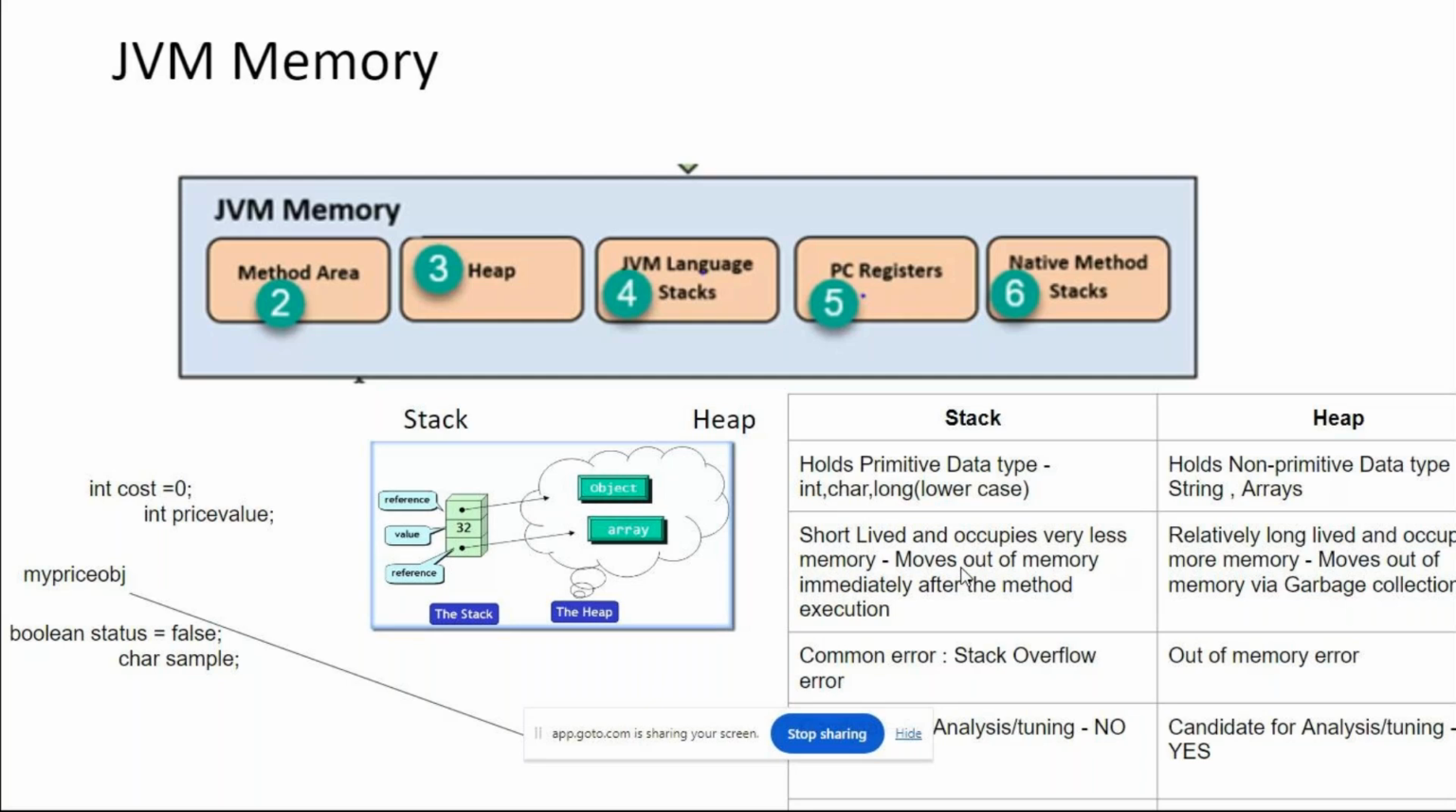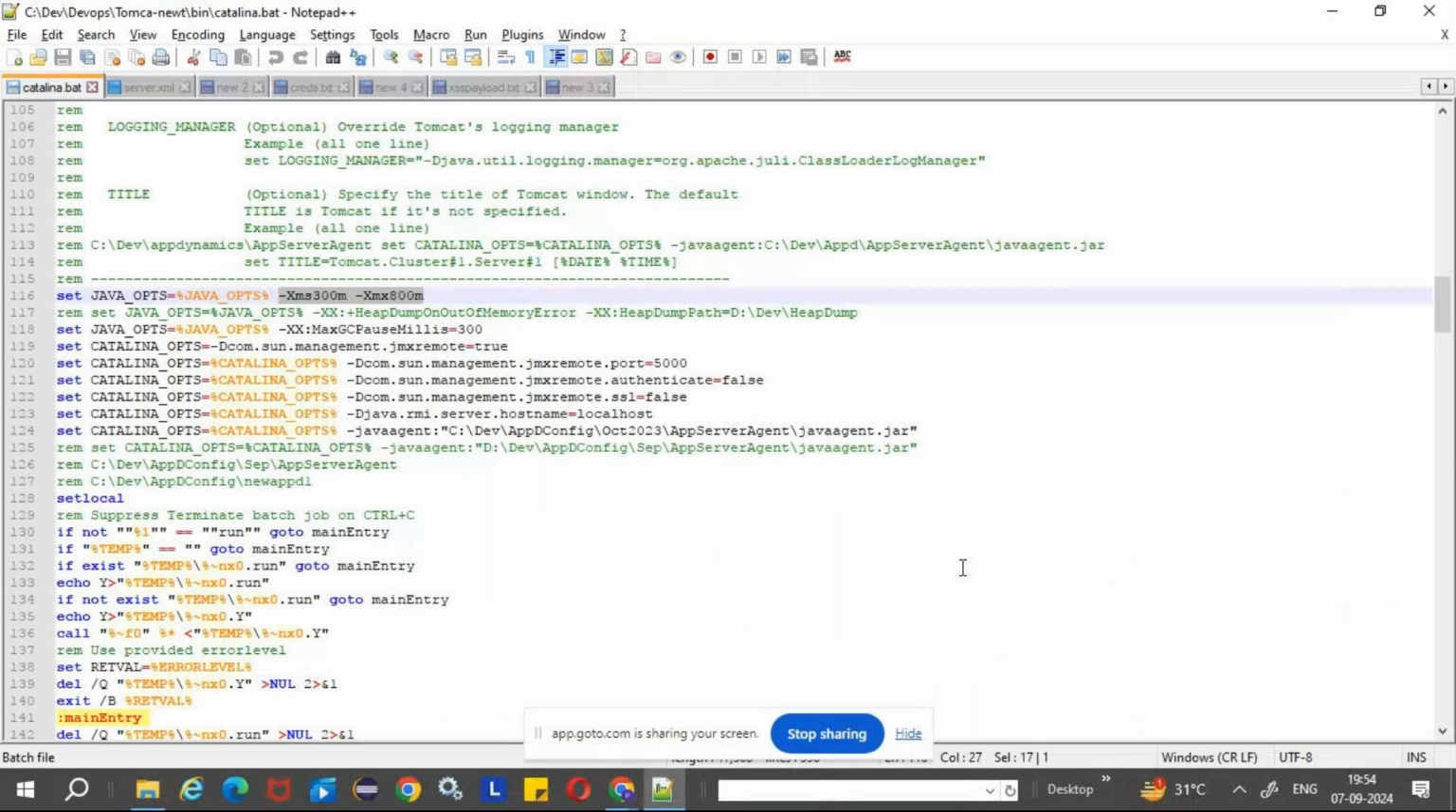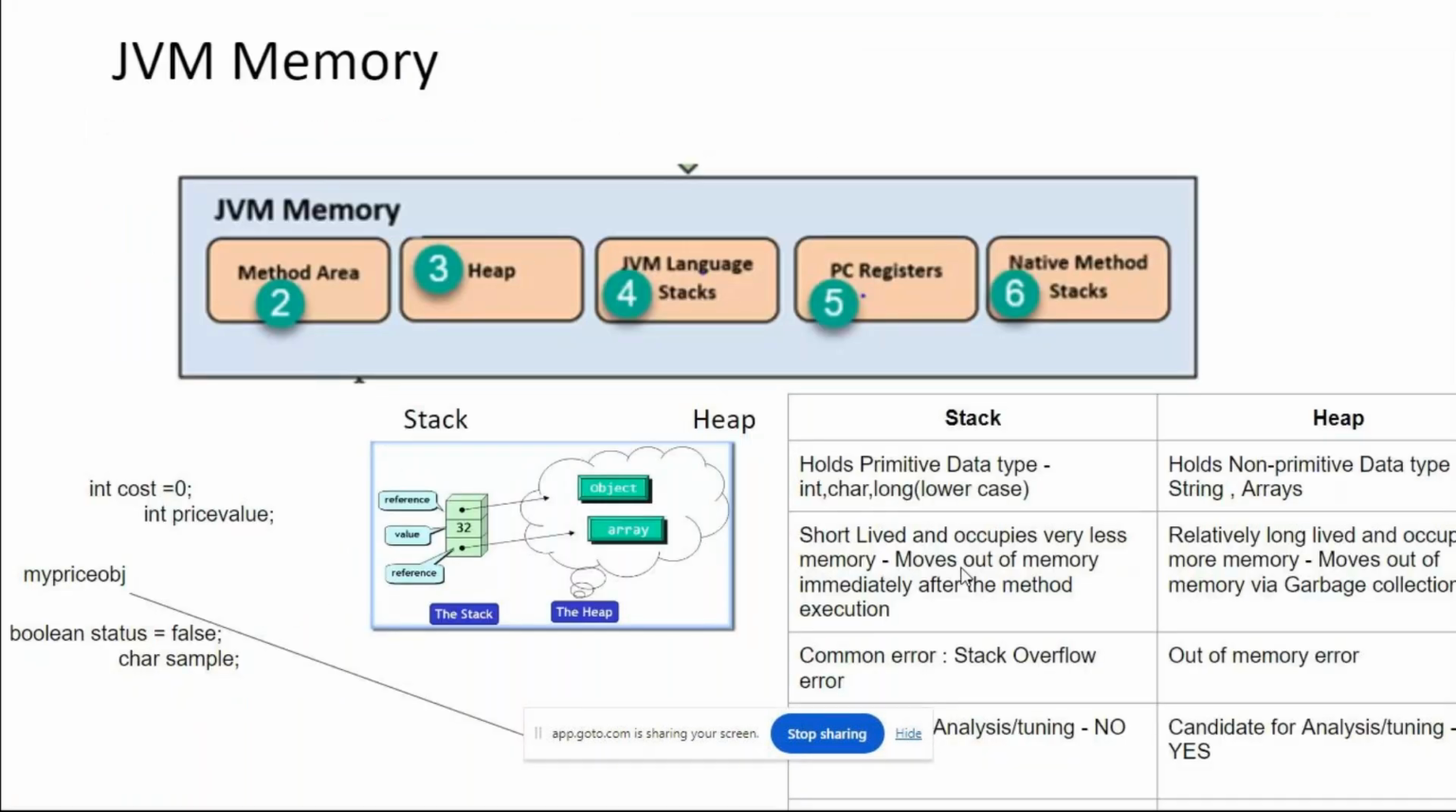By default, stack will get a memory of 1 MB. Metaspace, JVM will allocate memory from your RAM. PC register and native stacks also, your JVM will allocate some memory from the RAM by default. We need not worry about them at all. Only heap alone, we need to configure in the Catalina file, or in other servers it can be another configuration file as well. But basically we have to configure the heap. This is the only component which we will configure. The other 2 components are not of much importance.